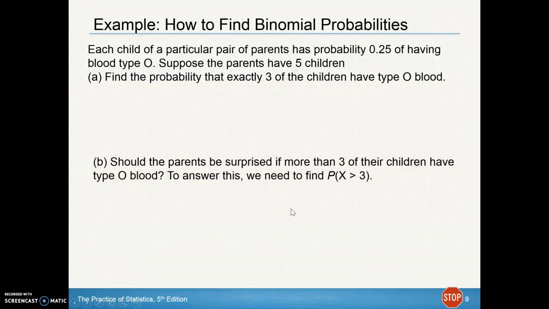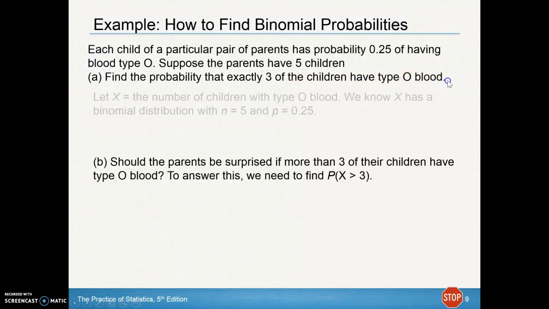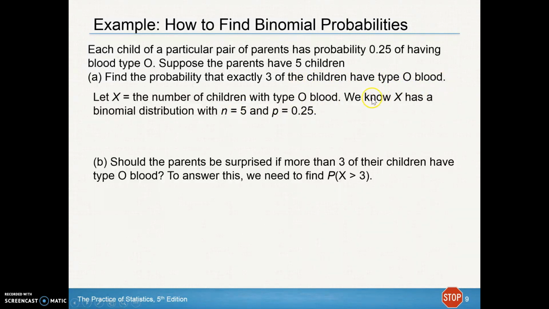So, finishing up with our problem here, each child of a particular pair of parents has probability 0.25 of having type O blood. Suppose the parents have 5 children. We want to find the probability that exactly 3 of the children will have type O blood. So, there's our variables. X is the number of children with type O blood. And we have 5 total children. Probability is 0.25. So we're going to choose, if we have 5, choose 3. Probability of success is 0.25, getting somebody with O blood. We want exactly 3. This is the probability of failure, and we want exactly 2 of those. And if we do the math on this, this is the answer we get.